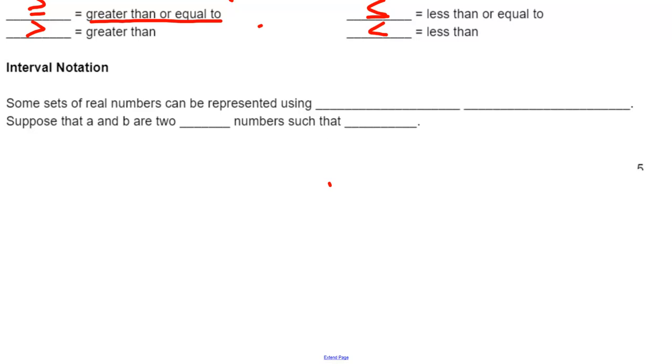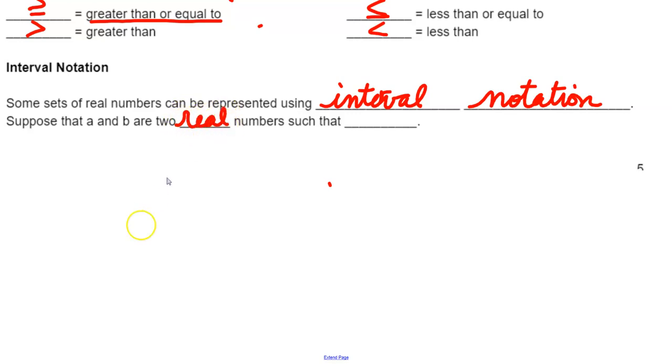Now, for interval notation, some sets of the real numbers can be represented with what we call interval notation. Now, suppose that A and B are two real numbers such that B is greater than A. Okay? So, we need to look at a number graph and how do I compare B and A?